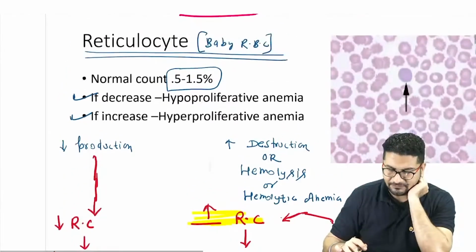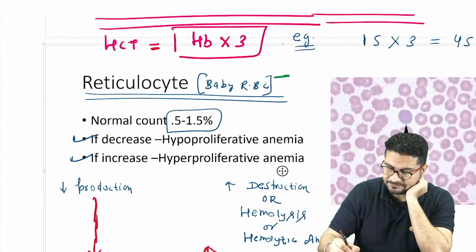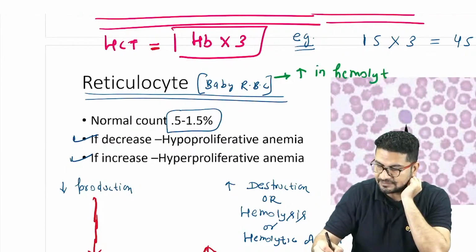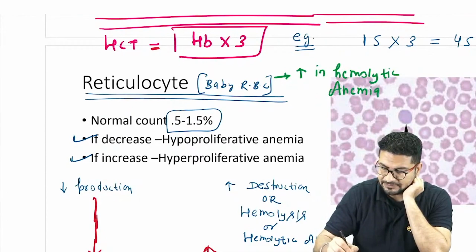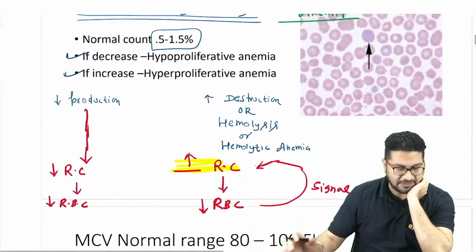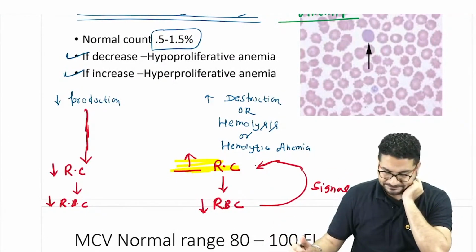So basically here I want to add one line, that is reticulocyte count. This will increase. In which anemia? In hemolytic anemia. Is it clear, guys? Am I clear to everyone? So reticulocyte count is increased in all hemolytic anemias because that is giving a signal to the bone marrow.